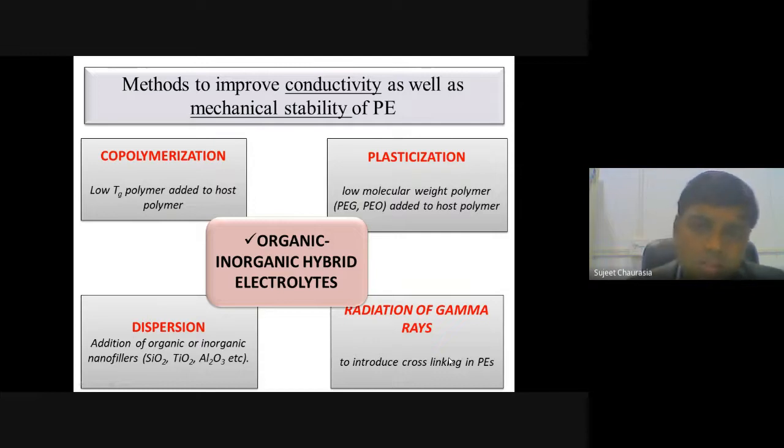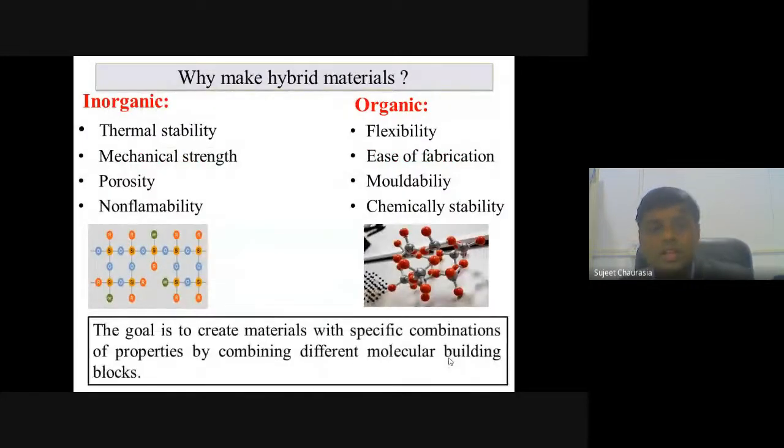One class of electrolytes which have high thermal stability, high electrochemical window, high transference number, and a wider temperature range of operation is the organic inorganic hybrid electrolytes. Why do we have to make the hybrid material? A hybrid material can be prepared to create a material with a specific combination of properties by combining different molecular building blocks at the molecular level.